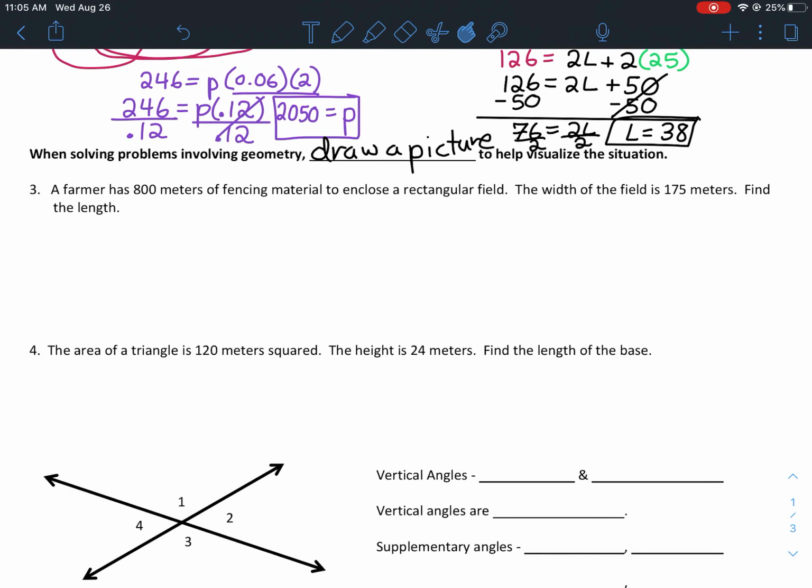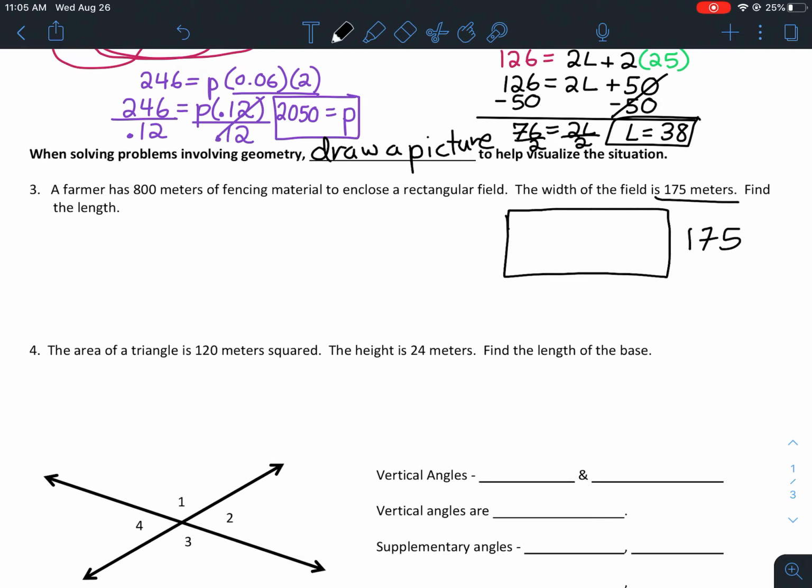So this first problem right here: a farmer has 800 meters of fencing material to enclose a rectangular field. The width of the field is 175 meters. Find the length. So the first thing I'm going to do is draw a picture. We're given that the width is 175 meters. So I know it's a rectangle, the width is 175 meters.